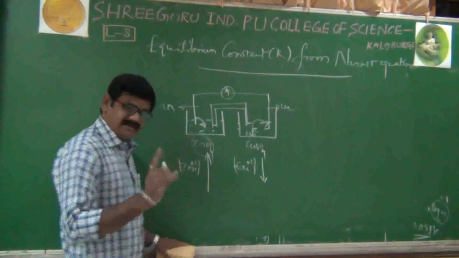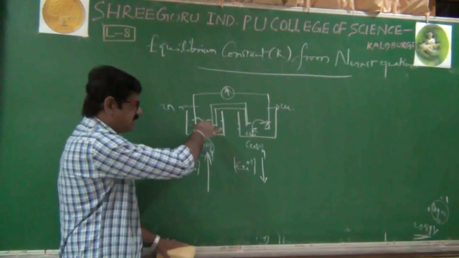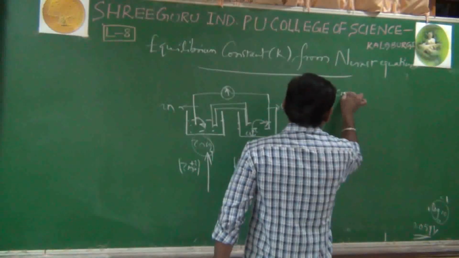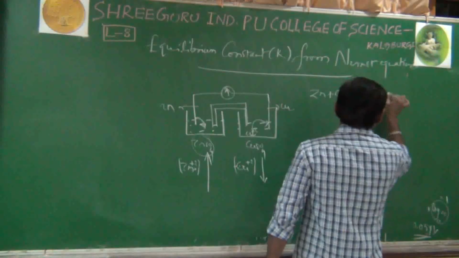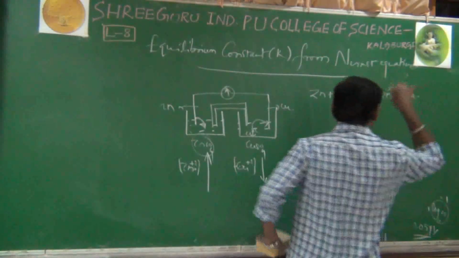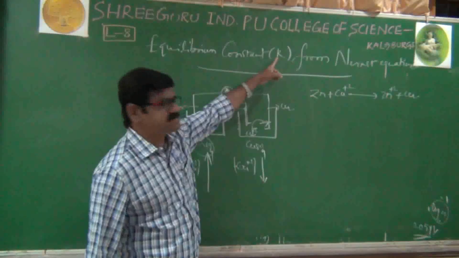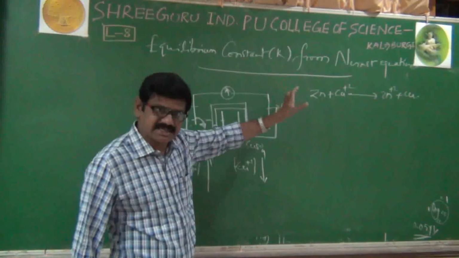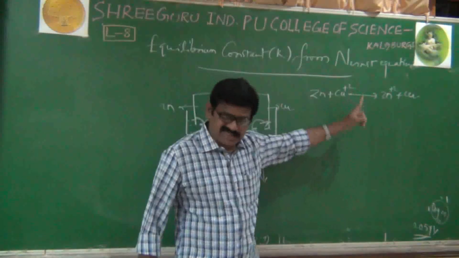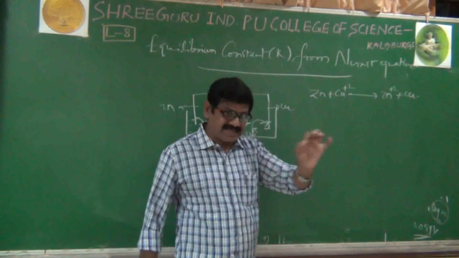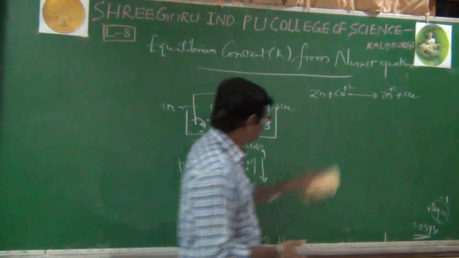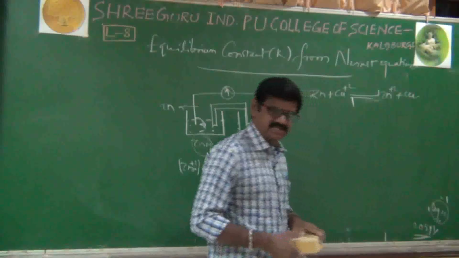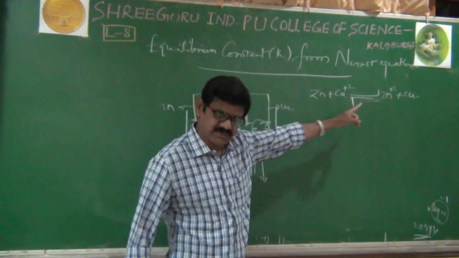Now we'll write the net cell reaction of this Daniell cell. Net cell reaction is like this: Zn plus Cu plus 2 gives Zn plus 2 plus Cu. Now, we are deriving an expression for the equilibrium constant, meaning this net cell reaction has reached the equilibrium stage. Therefore, we will write the double arrow symbol. It is a reversible reaction. That's why we are showing it with the double arrow symbol.